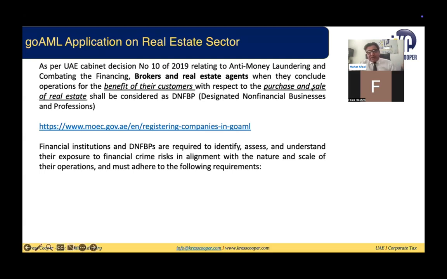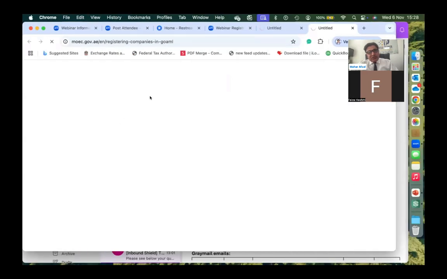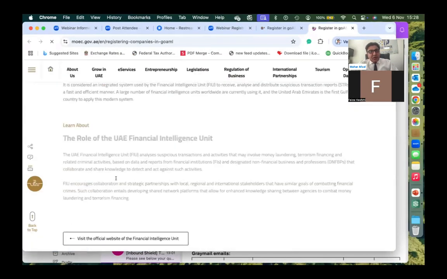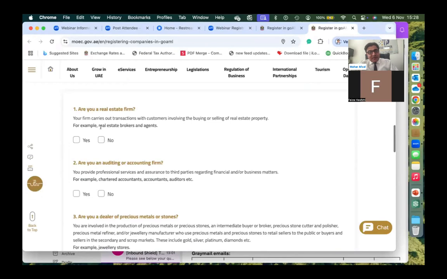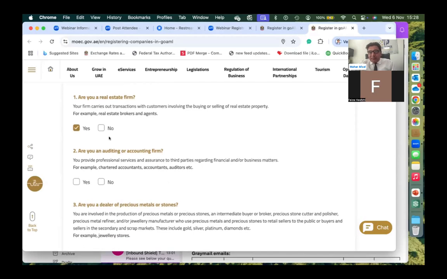The important thing is buying and selling property for the benefit of their customers. If a company buys a property, uses it and sells it, it will not be subject to goAML. Only the company buying and selling, meaning the broker, will be subject to it. This is a link given by the government on the website. You can go through it and test it as well. It is written very clearly: does your real estate firm carry out transactions with customers involving the buying or selling of real estate property, as real estate brokers and agents? If yes, then it will be applicable. Otherwise, it will not be applicable.